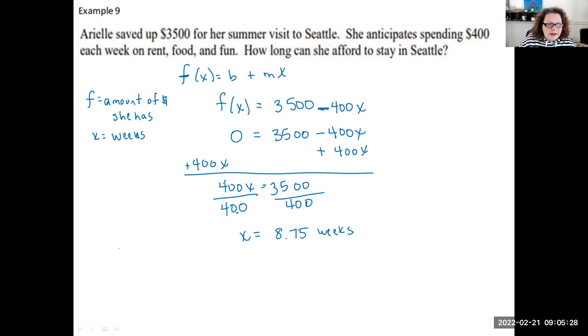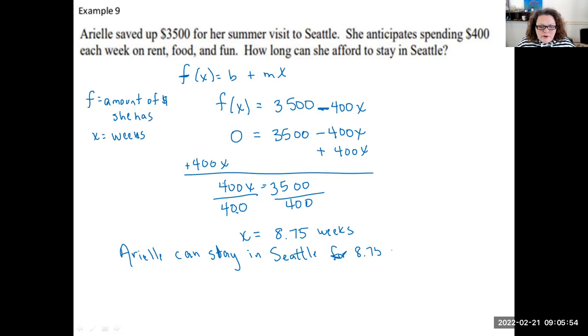So I'm just going to say Ariel can stay in Seattle, or can enjoy her vacation, however you want to say it, in Seattle for 8.75 weeks. All right, and that would be your answer.